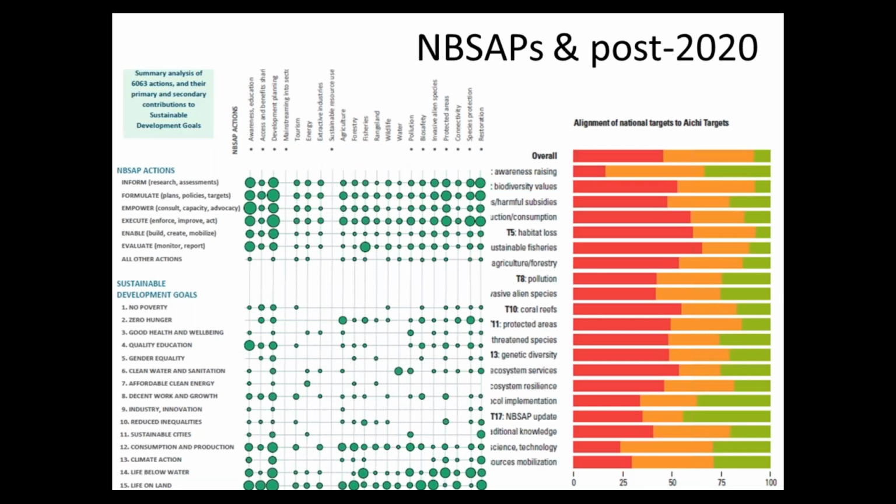This graph on the left was a study and analysis that was done by UNDP that started to look at the actions that were identified within NBSAPs and to what extent they link up with the SDGs. And it showed that there was a fair amount of useful action being undertaken through the NBSAPs that would help to support the implementation of the SDGs, but obviously it's not universal.